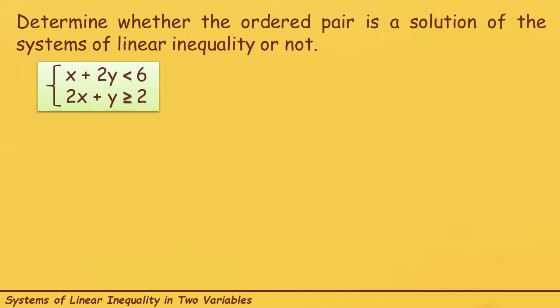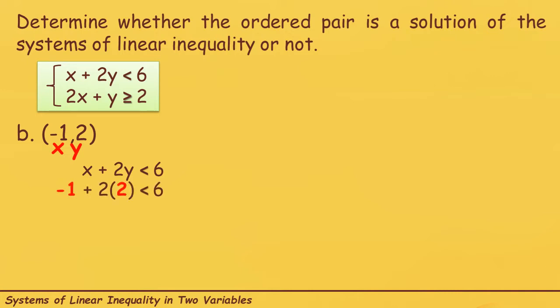Okay, same system of linear inequality tayo. Pero ang ordered pair natin is negative 1, 2. Ibang ordered pair naman ang ating alamin kung ito ba ay solution sa ating system of linear inequality. Okay, so same process. First inequality muna tayo. Let us substitute the x and y coordinates sa ating linear inequality. X plus 2y is less than 6. Magiging negative 1 plus 2 times 2 is less than 6.